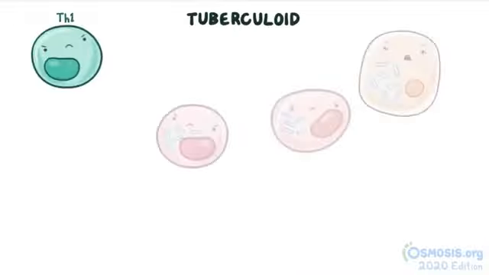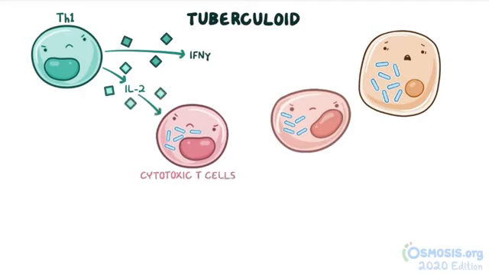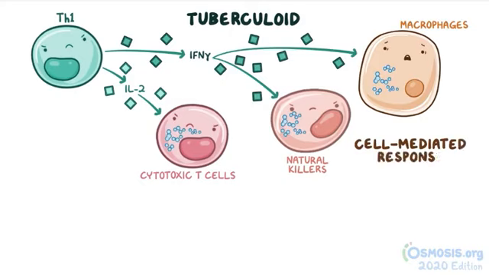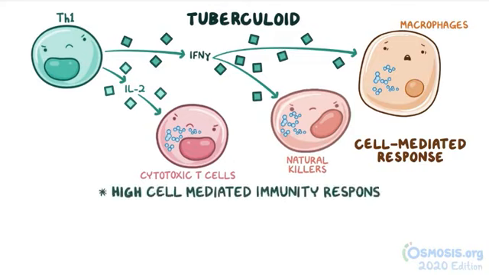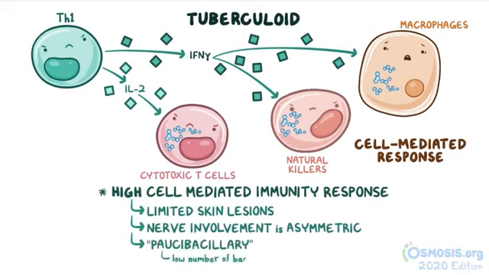On the other hand, which is tuberculoid form, the infection induces a Th1 response, and Th1 cells secrete interleukin 2 and interferon gamma. So interleukin 2 activates cytotoxic T cells, and interferon gamma activates macrophages and natural killers to produce chemicals that destroy ingested bacteria directly, leading to a cell-mediated response. This response is effective in destroying Mycobacterium leprae, so this immune response is sometimes also called a high cell-mediated immunity response. Hence, with the tuberculoid form, there's a limited number of skin lesions, and nerve involvement is usually asymmetric. This form is also called paucibacillary leprosy because of the low number of bacteria in the skin lesions.